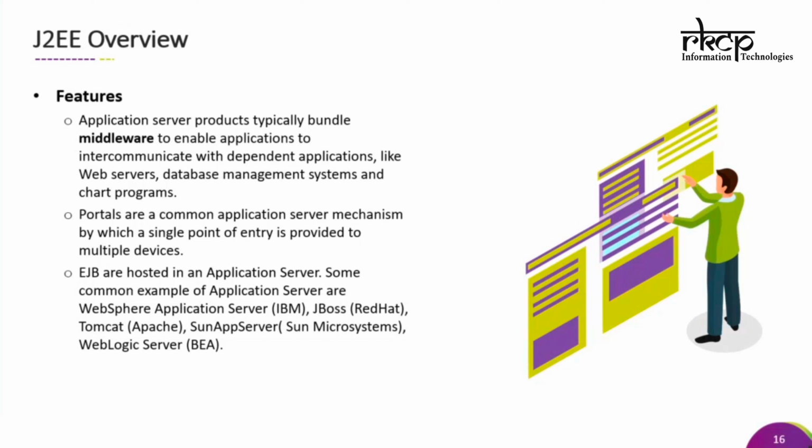Plus there are n number of server providers. Suppose IBM introduced their WebSphere server, Red Hat introduced JBoss, Apache introduced Tomcat, BEA introduced WebLogic, and Sun introduced Glassfish or Sun App server. Like that, n number of servers are available. But in this training, you will go through only the Tomcat server. I will explain in your Eclipse how you will design.